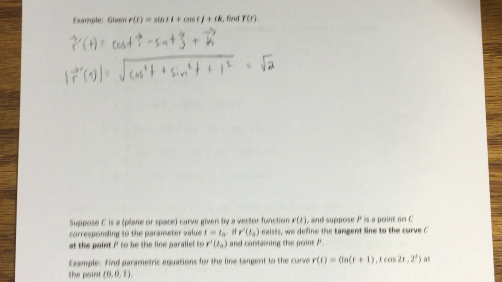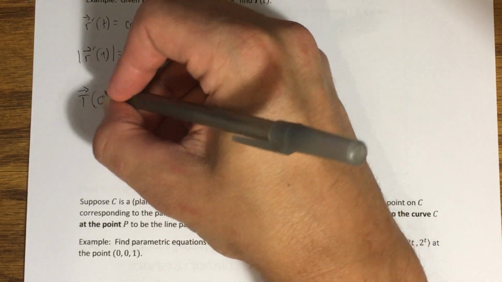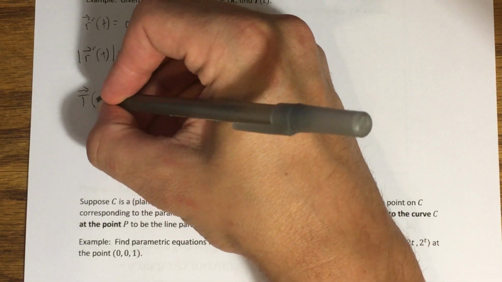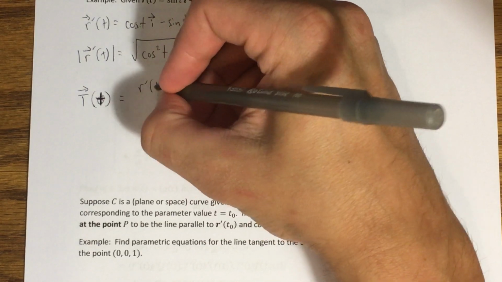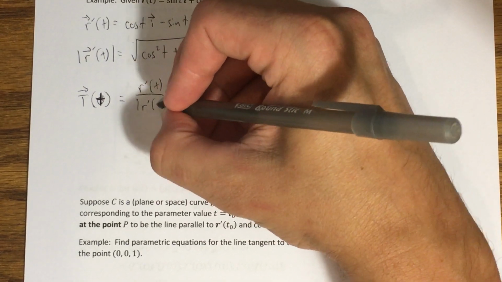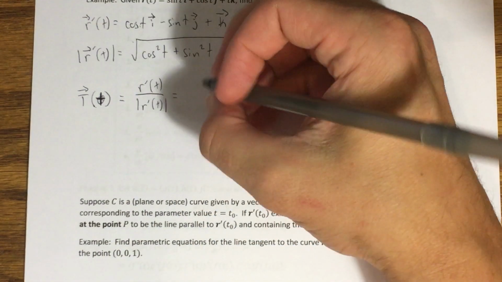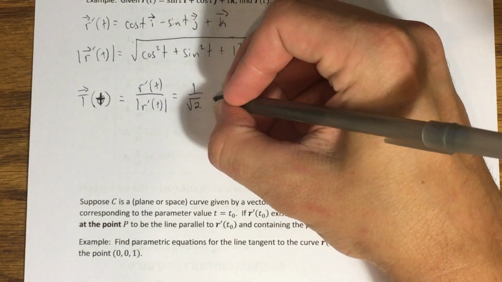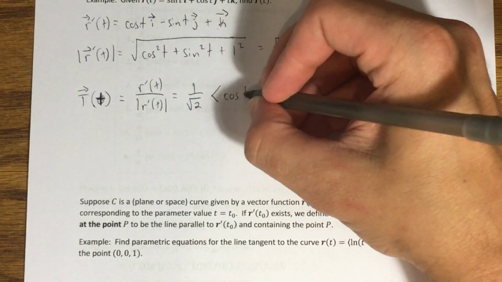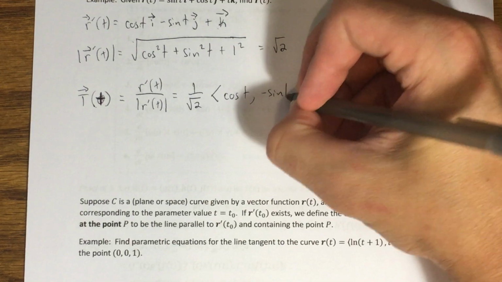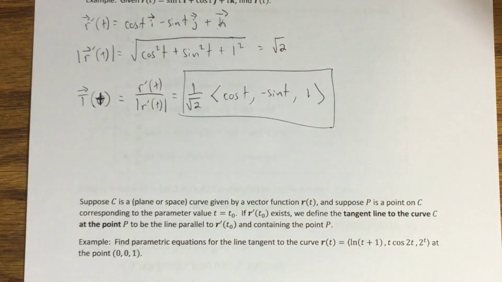Now we need our unit tangent vector. Oop, this time it's not of 0 though, it's of t. Okay, so that would be equal to r prime of t over the magnitude of r prime of t, which we just found. Okay, so if I'm dividing by root 2, I know that's the same thing as multiplying by 1 over root 2. And my r prime that I just found was cosine of t, negative sine of t, 1. Okay, and I can leave my answer in this form if I want to.